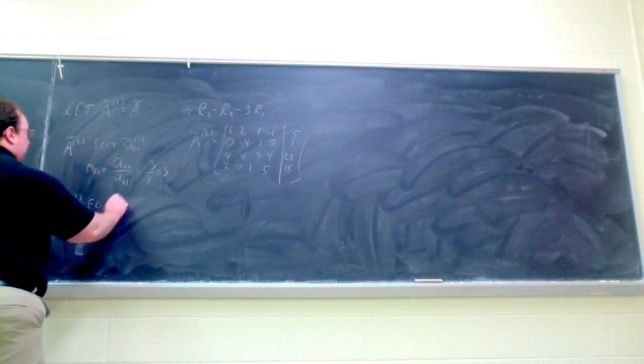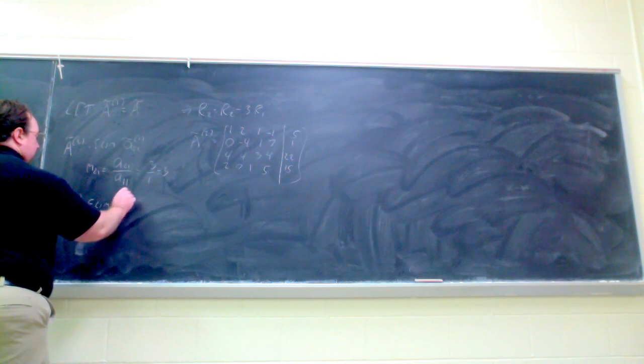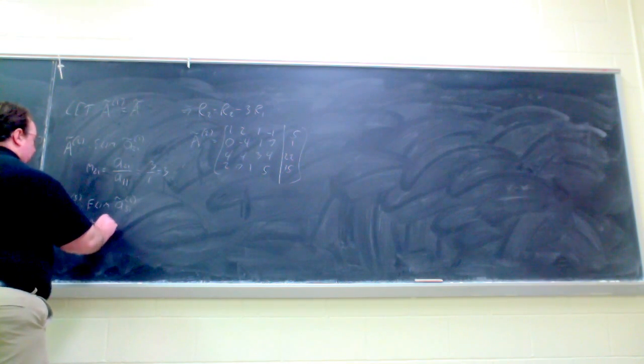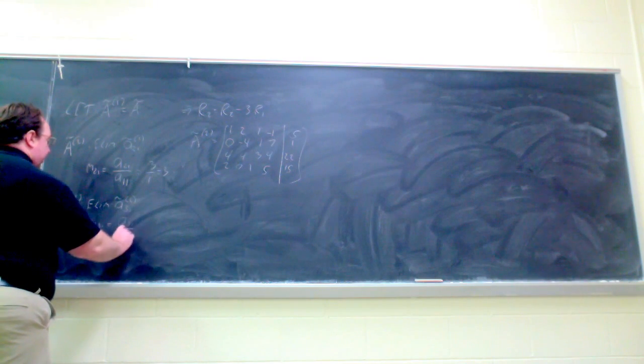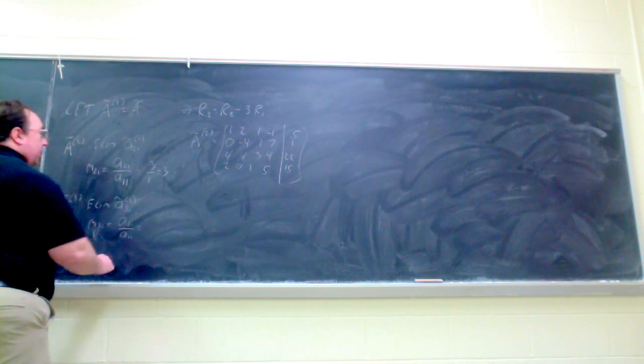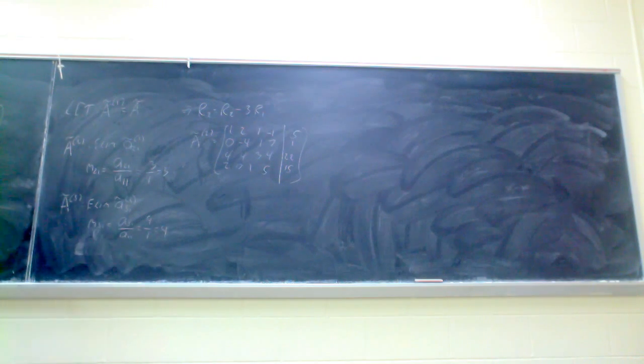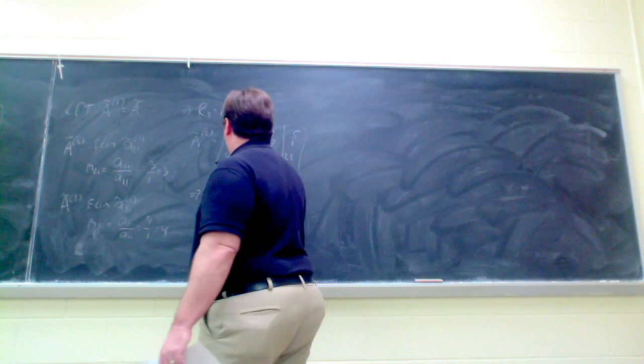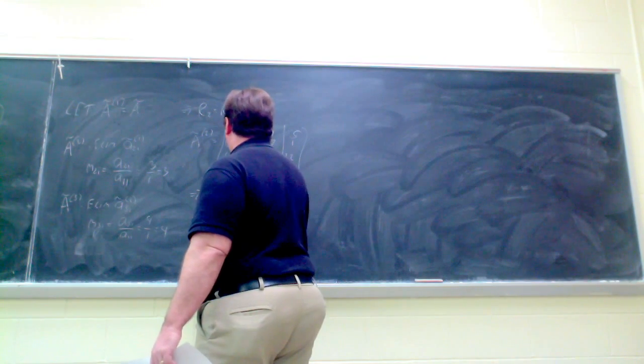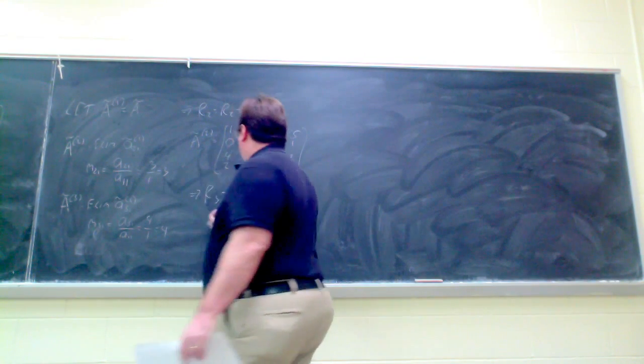Okay, so now for the next step, I want to eliminate A3, 1. So my multiplier is the 3, 1 entry divided by the 1, 1 entry. So that's going to be 4 over 1. So 4 is my multiplier. So row 3 is itself minus 4 row 1.